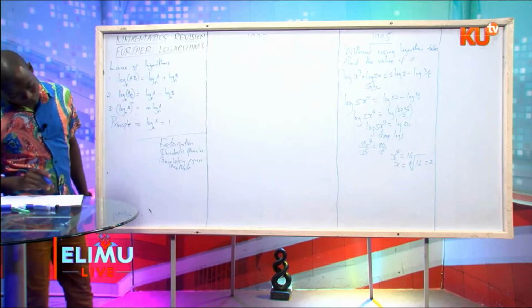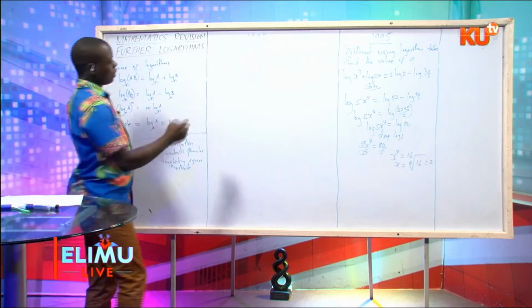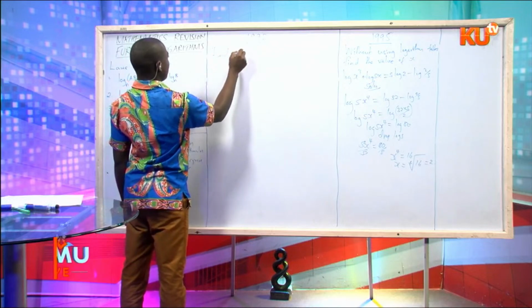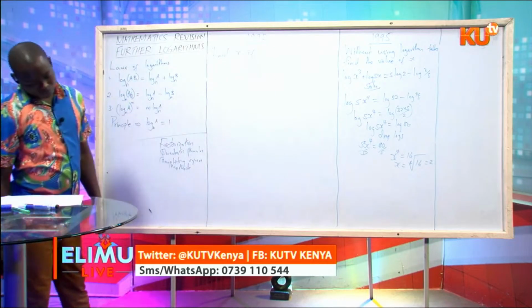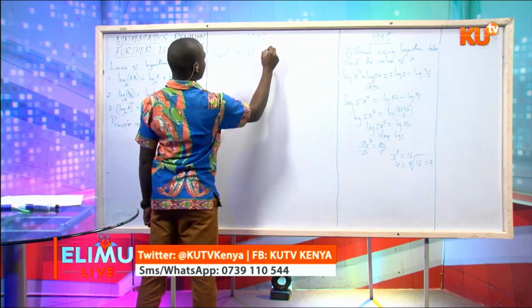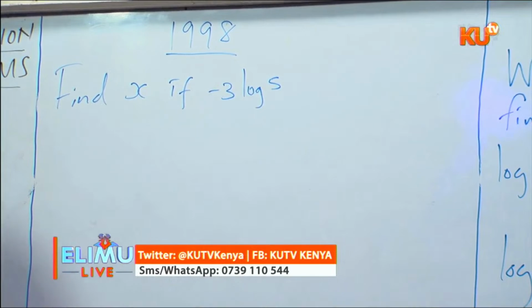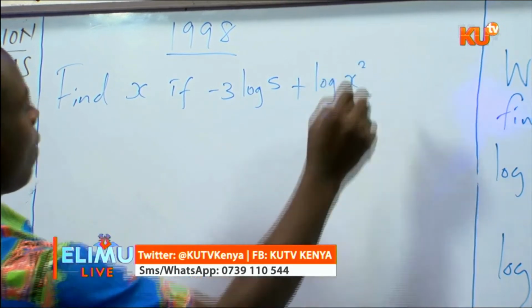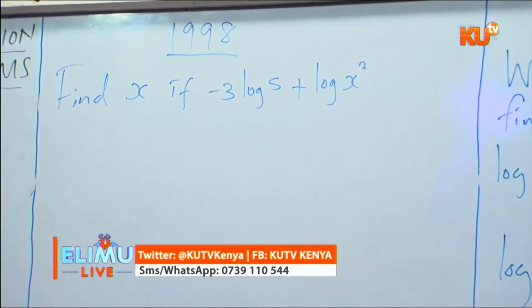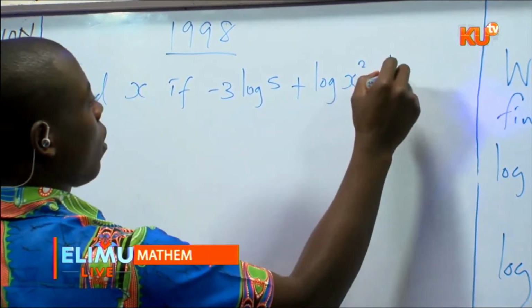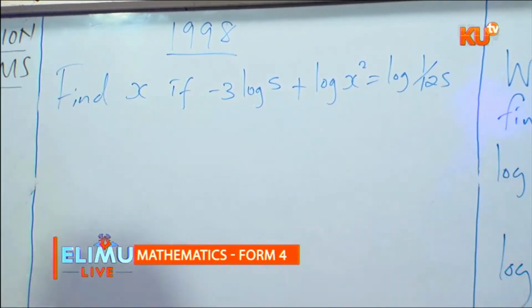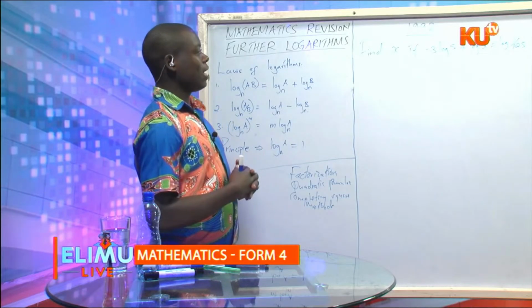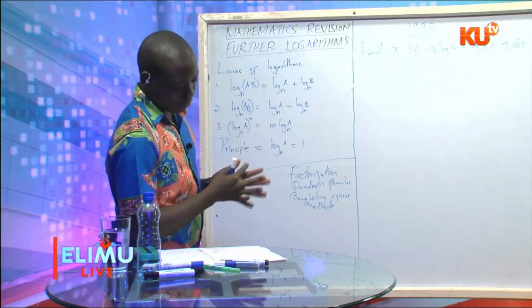The question was, find the value of x. Find x if negative 3 log 5 plus log x squared is equal to log 1 over 125. The only change here is the negative. That is perhaps the difference in our case, the negative sign.